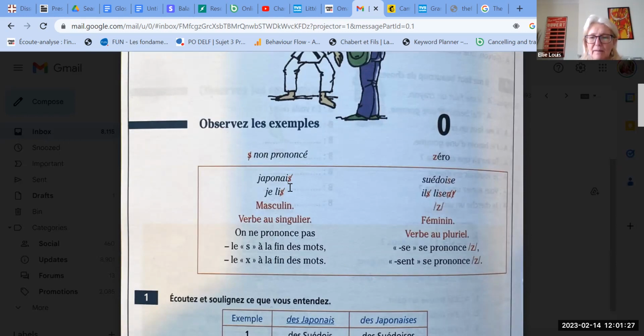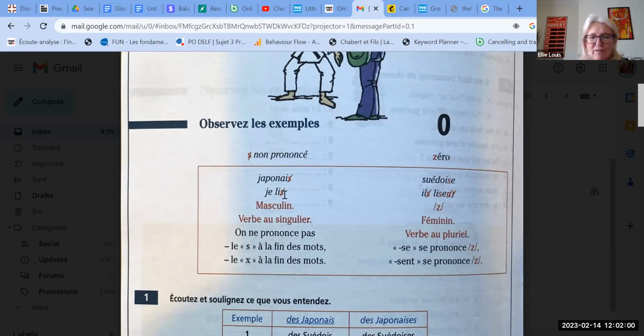So japonais, we just had. Je lis, which is I read. Two examples. And then we've got this Z-y sound of zéro, suédoise. That S is pronounced like a Z. Now notice il, we've got a consonant there, so we're not going to pronounce that S. Il, but because we've got the one S on its own, and then we won't bother with the NT, goodness me, quite complicated, isn't it?